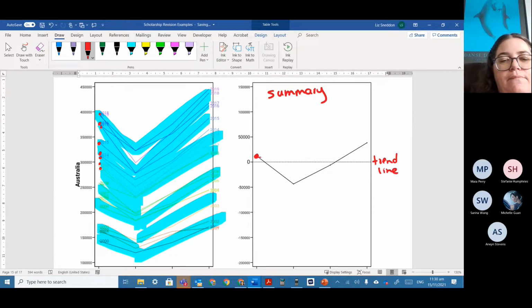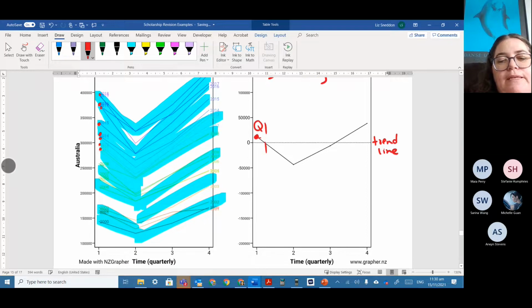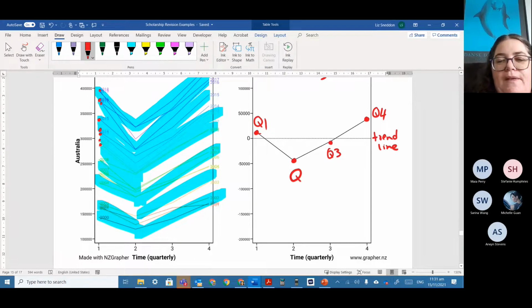Quarter 1 then, so that's our quarter 1, that is above the trend line. Quarter 2, below the trend line. Quarter 3, just below the trend line. Quarter 4, above the trend line. So we can see there that's the overall pattern, that it tends to be highest in which quarter? 4. And lowest? 2. Good. So that's what I want to now do, is talk about that peak and that trough.